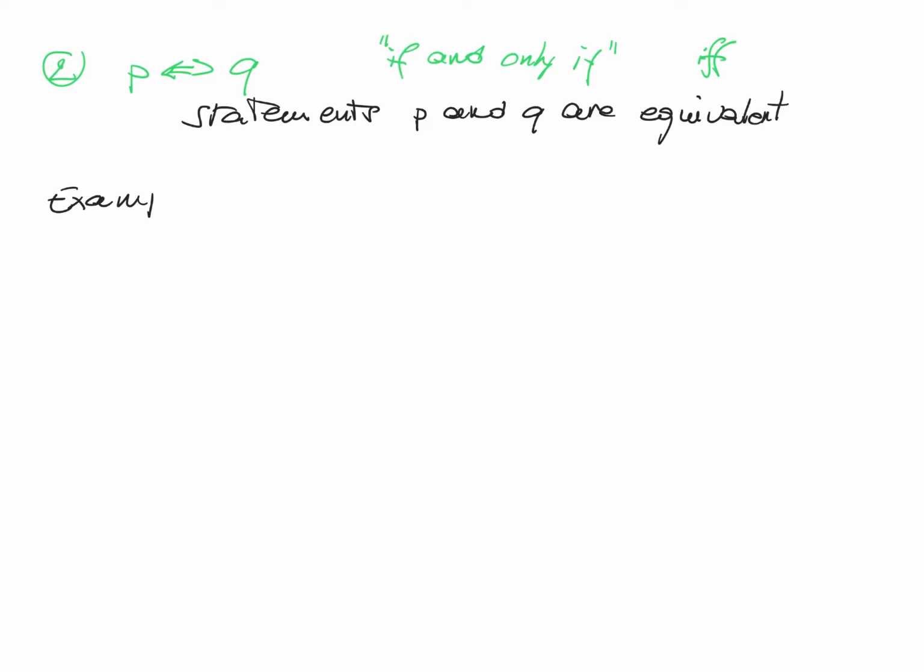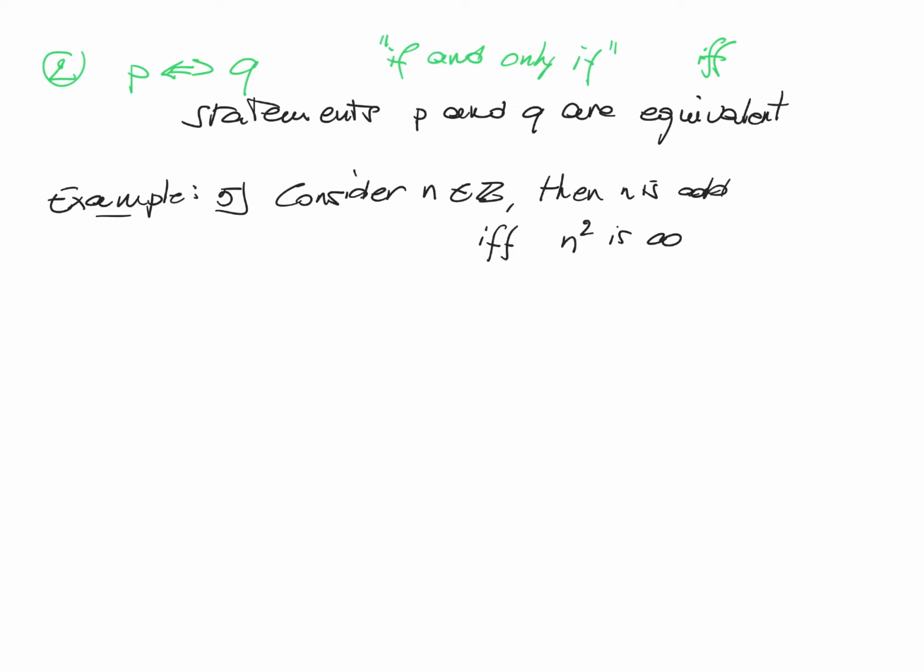Consider the following example. So let's say that we have, again, n as an integer. So consider n in the set of the integer numbers Z. Then n is odd if and only if also n squared is odd. In this example, the P statement is n is odd, and the Q statement is n squared is odd. The way to prove such an equivalence is very simple.